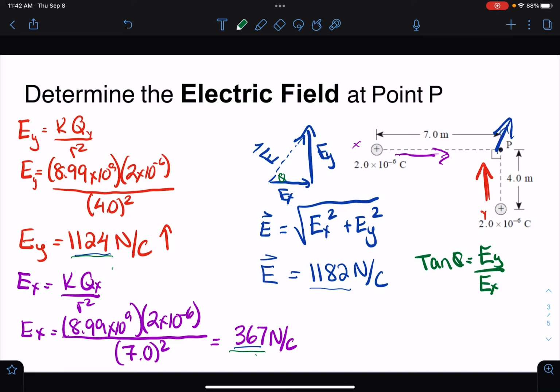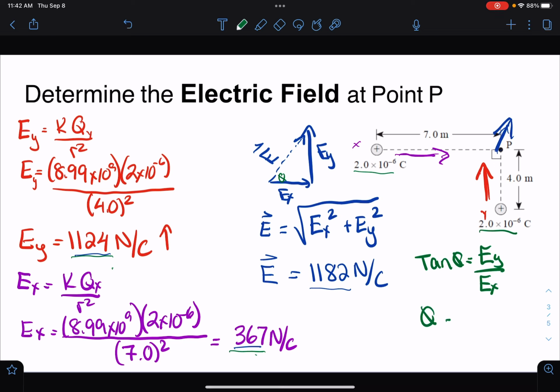Please note you cannot use the distances. The distances in these situations are not giving you the correct angle because we are actually looking at the field strength, and that has to do with both the distance as well as the charge. So we have to use the vector of the electric field.